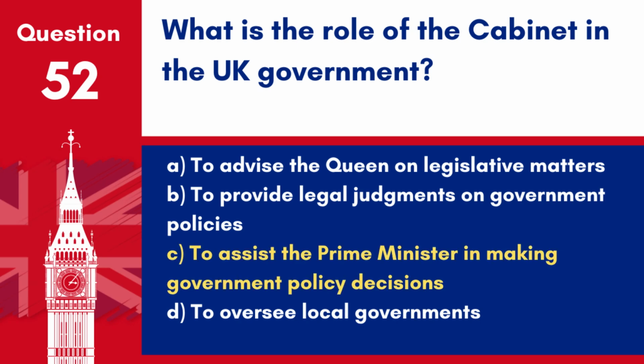Answer: C. To assist the Prime Minister in making government policy decisions. The Cabinet is composed of senior government ministers, mostly from the House of Commons, and its primary role is to assist the Prime Minister in determining and implementing government policy.